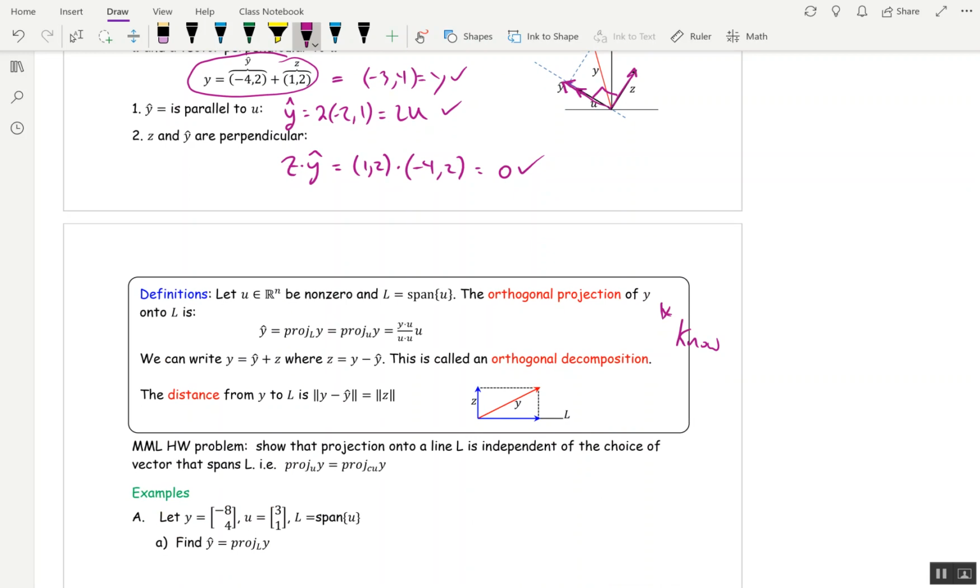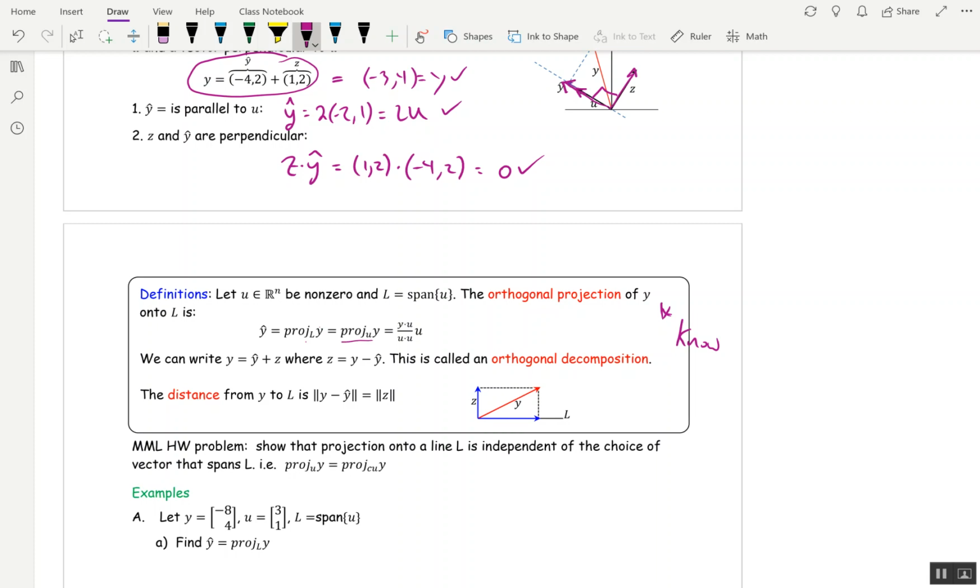If u is a vector in Rn, and L is the line spanned by u, then the orthogonal projection of y onto L, we typically call it y hat, and the notation is proj, P-R-O-J, onto L of y, or since L is spanned by a single vector u, sometimes people will write that as just proj onto u of y, and it's y dot u over u dot u times u.